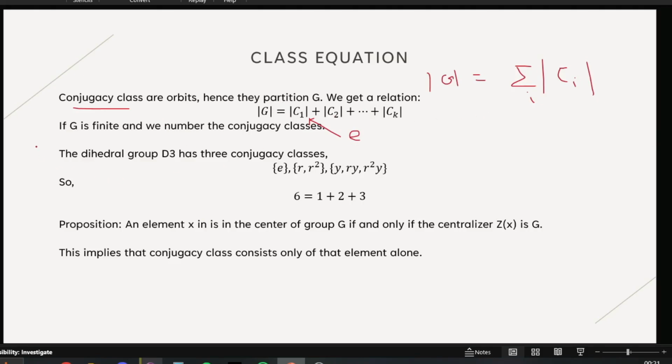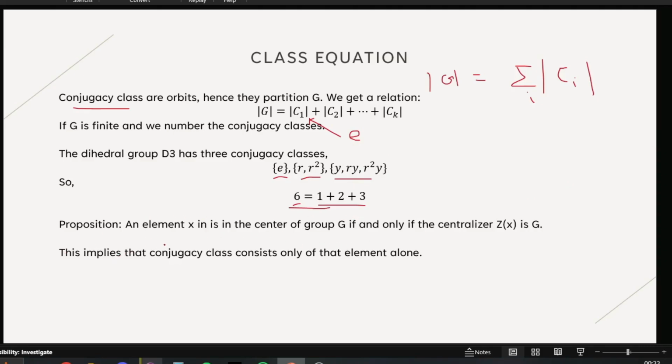So this is an example. The dihedral group D3 has three conjugacy classes. One is the identity, the other is the set of rotations, and the other is the set of reflections. D3 has six operations. The identity is one of them. There are two rotation operations and three reflection operations. So we can see that the class equation is satisfied.